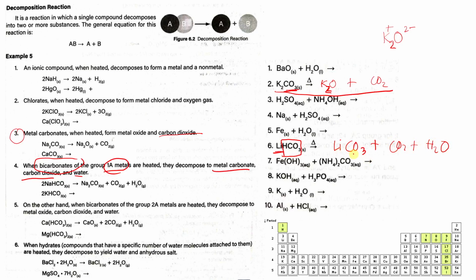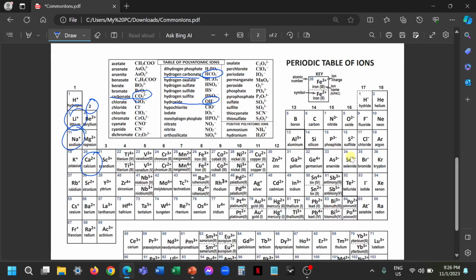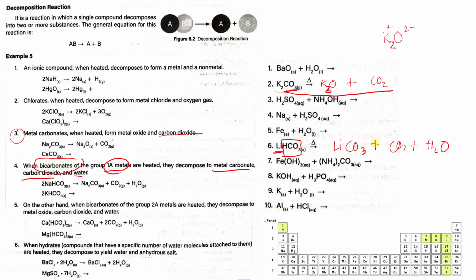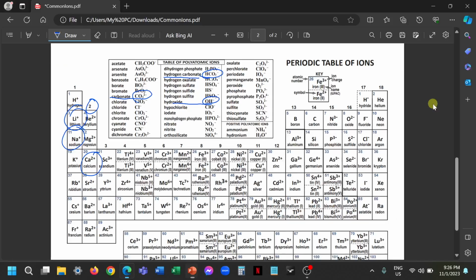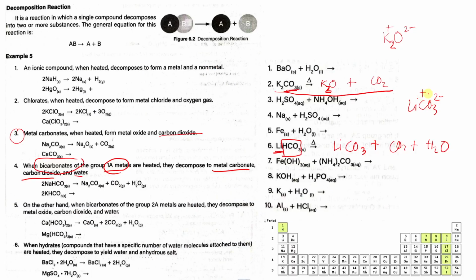Then let's check on this one. The charge of carbonate is negative 2. Lithium carbonate, negative 2. Then lithium is positive 1. So positive 1, negative 2, not neutral. So let's make this 2. So let's add here 2 to make this one positive 2, then negative 2. So these are the answers for this item.